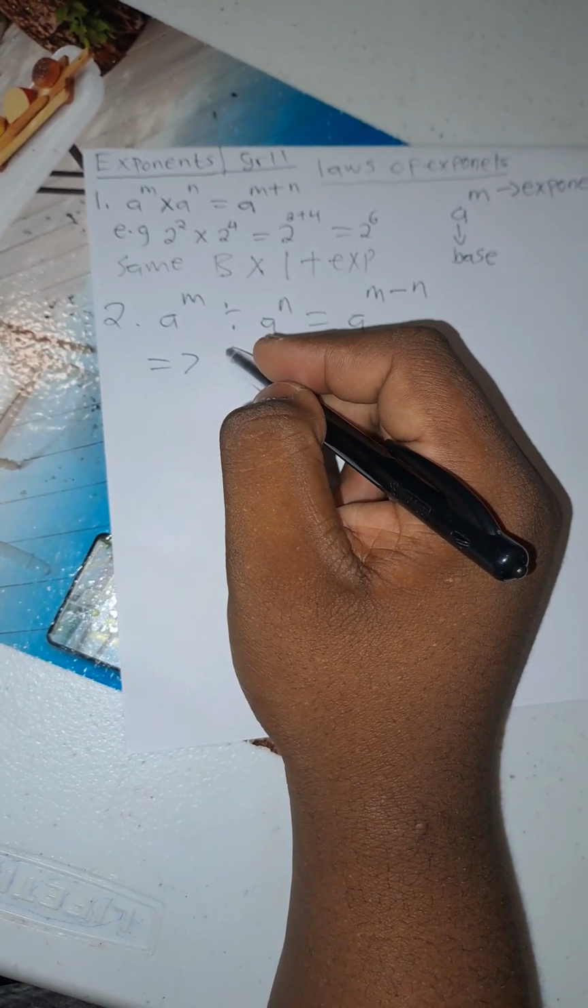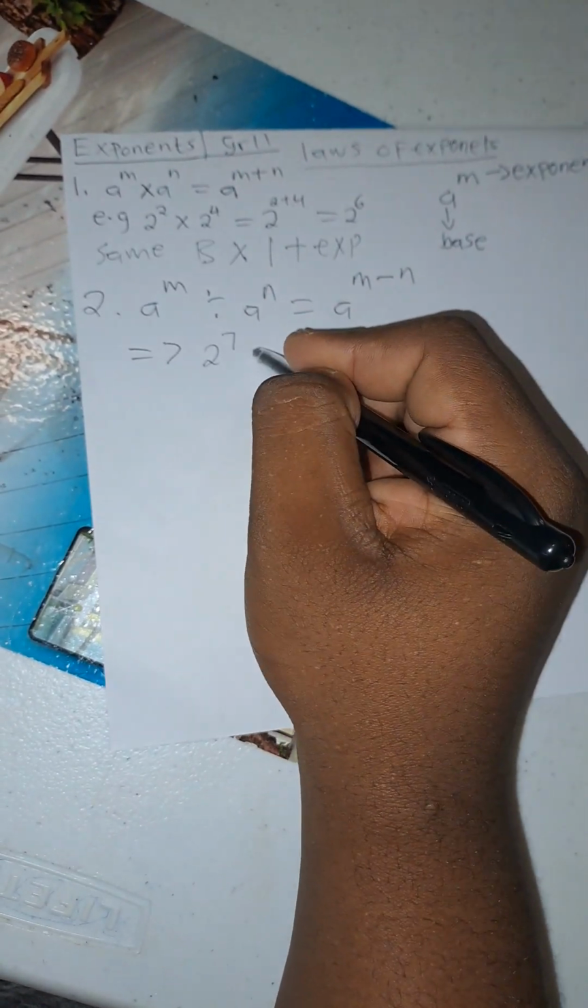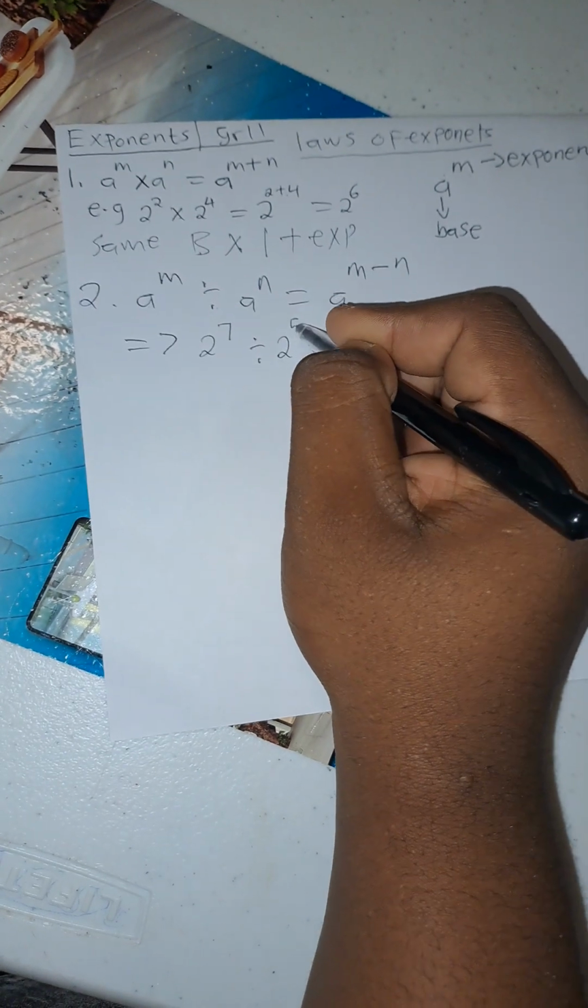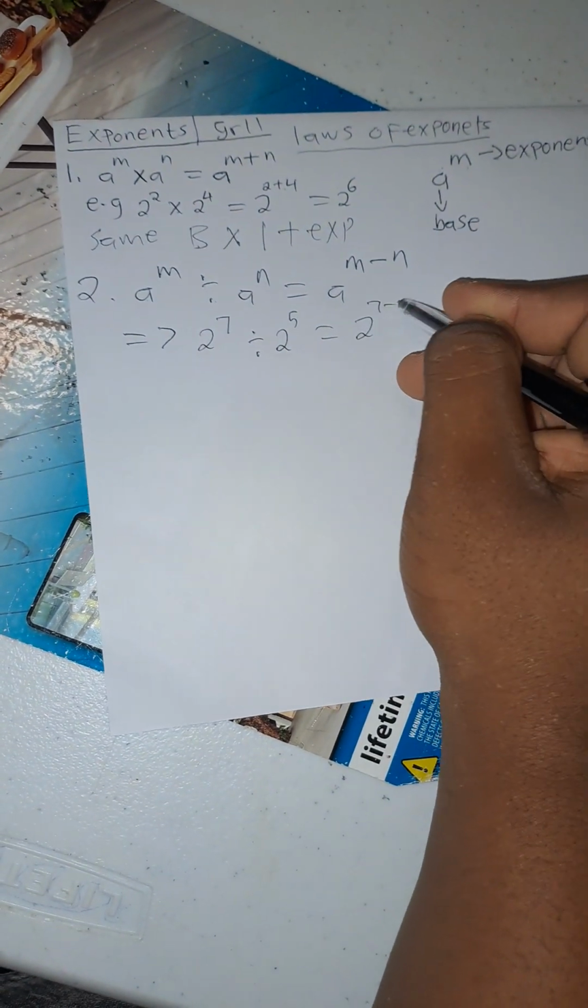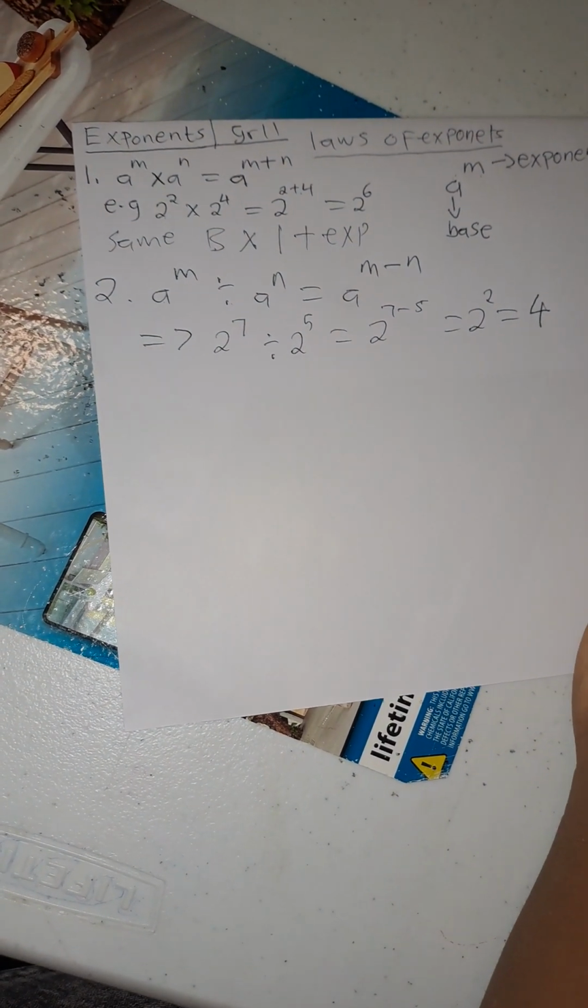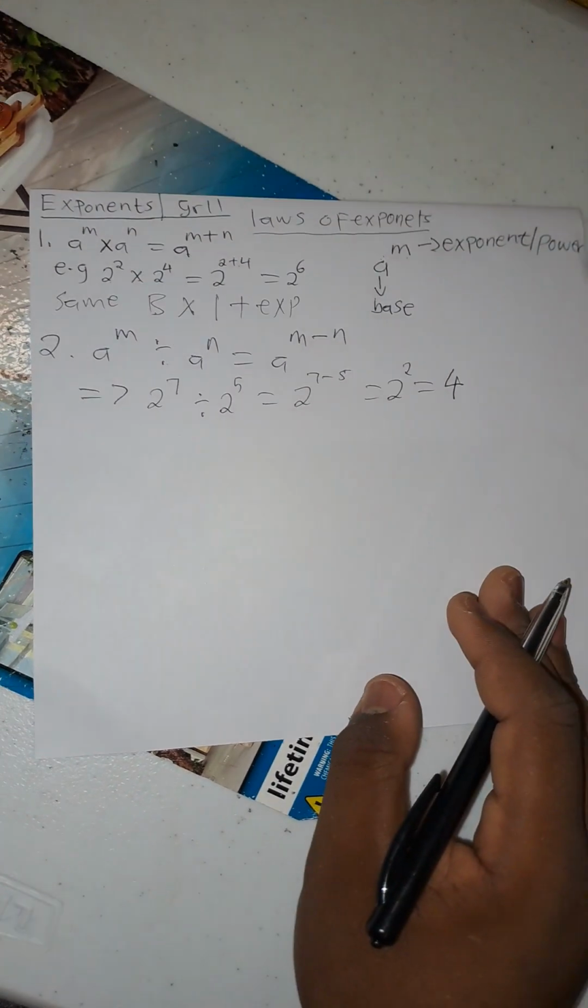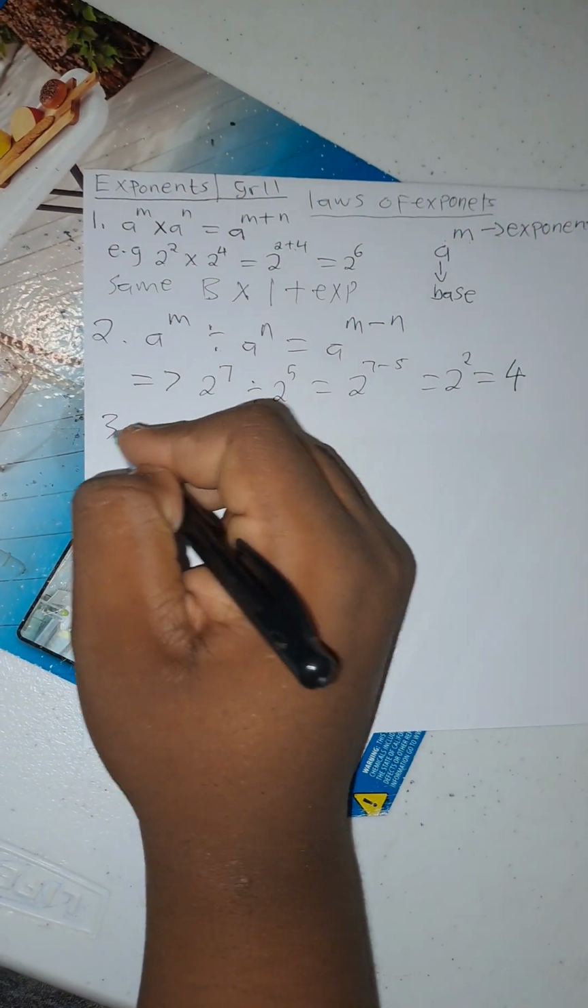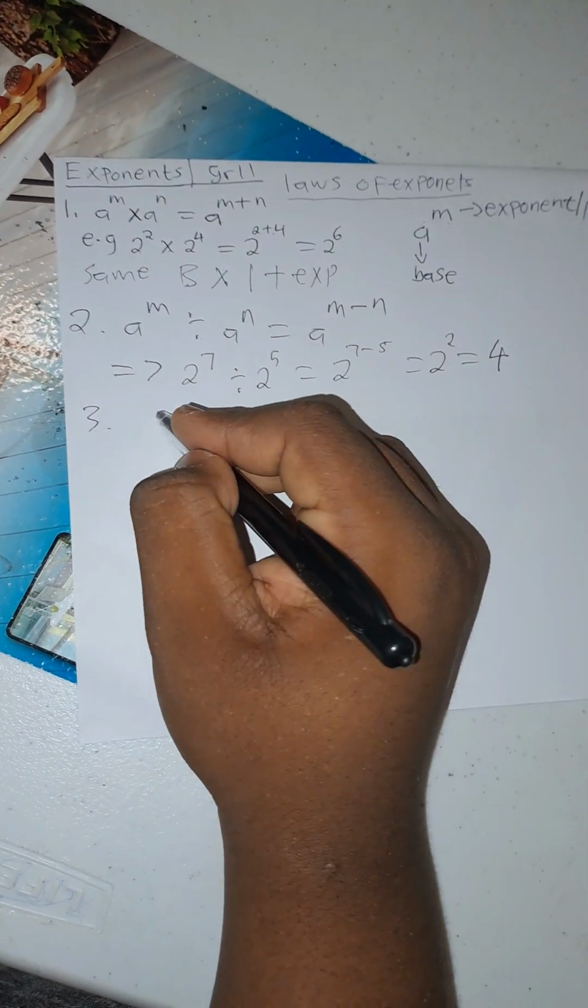Which example can I give you? So 2 to the power of 7 divided by 2 to the power of 5 is equal to 2 to the power of 7 minus 5, which is equal to 2 to the power of 2, which can be simplified to 4. Yep. So you must know that. Okay, so let's go to the third one.